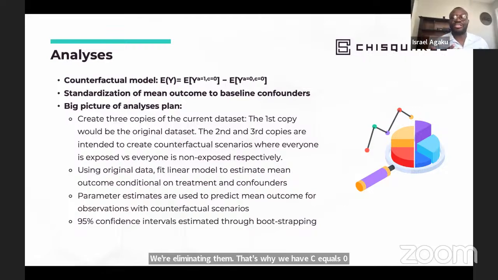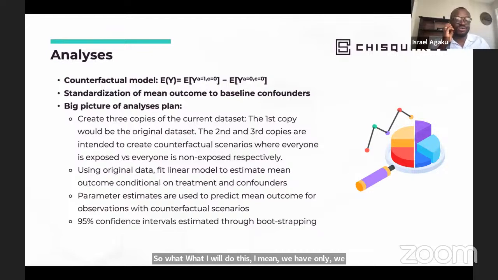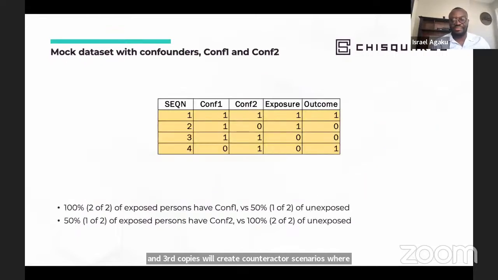So how are we going to do this? We have only one data set where some people were exposed and others were not exposed. So what are we going to do? Well, the first thing is that we're going to create 3 copies of the data set. The first copy will be the original data set. The second and third copies will create counterfactual scenarios where everybody is exposed versus nobody is exposed, right? Now, let me just walk through that.